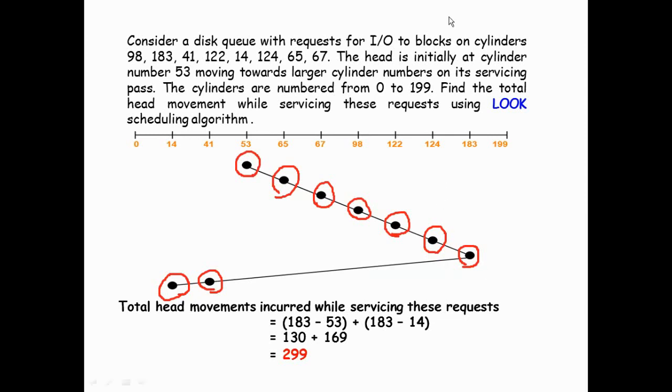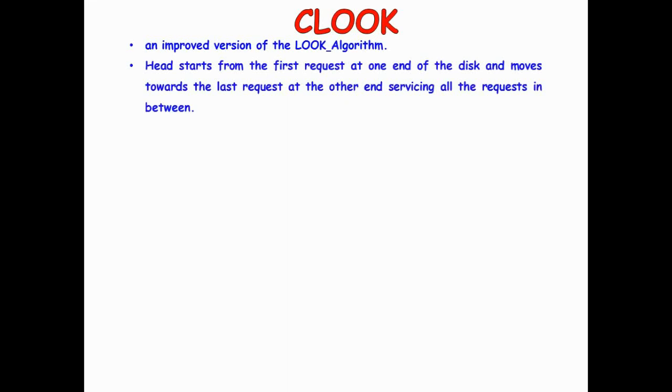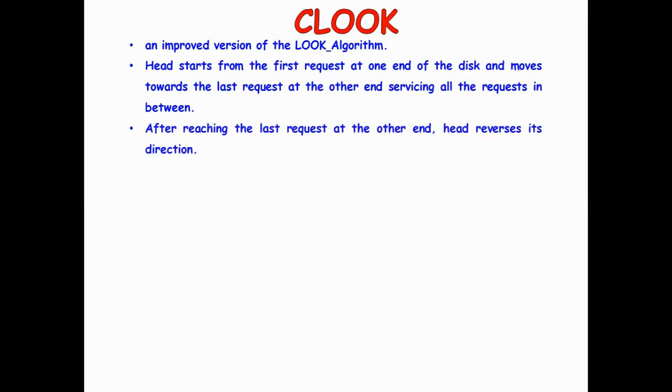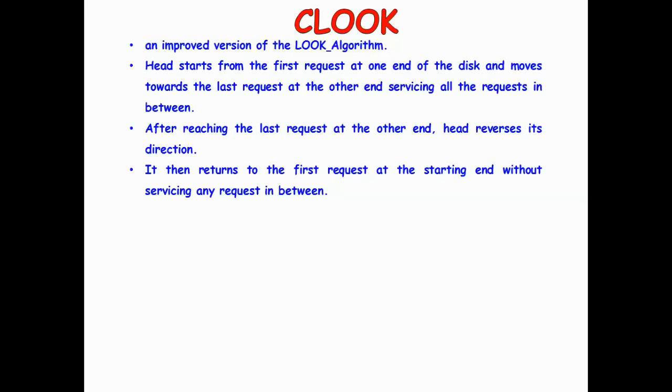Let us see the CLOOK algorithm. It is an improved version of the CLOOK algorithm. The head starts from the first request at one end and moves towards the last request at the other end, servicing all the requests in between. After reaching the last request, the head reverses its direction. It then returns to the first request at the starting end without servicing any request.